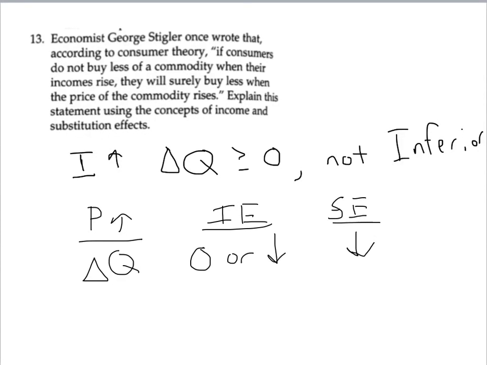So by combining these two, the income effect and the substitution effect, we know that the consumer has to buy less when the price goes up. And that's exactly what Stigler concluded. So we explained his statement by saying the total change in quantity is going to be the sum of the income and substitution effects. They're both non-positive. One of them is negative for sure, so the total change in quantity has to be negative, just like Stigler said.